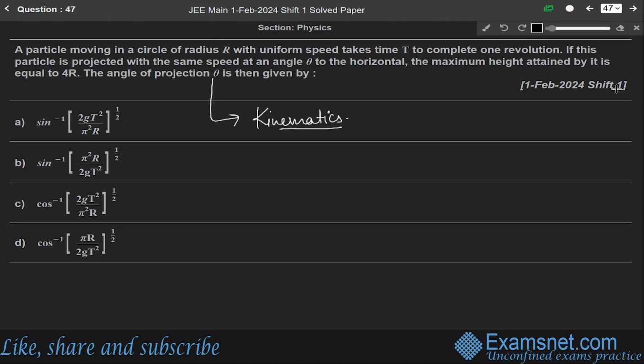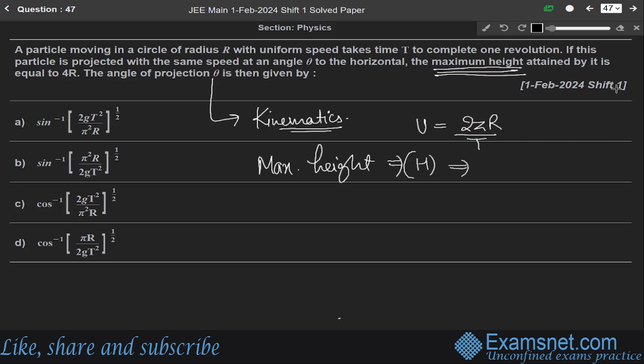So according to the question, the velocity v will be equal to 2 pi r over t, and we have to find the angle of projection. For the angle of projection, we will use the maximum height formula. We know that for a projectile motion, the maximum height h is equal to u square sine square theta over 2g.